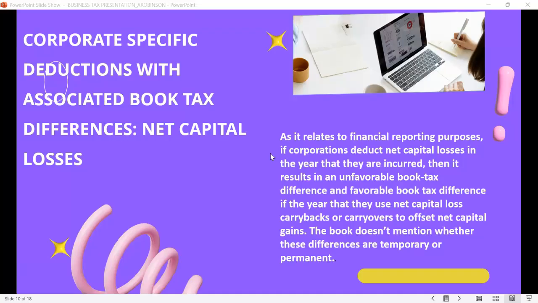So now we're going to talk about net capital losses. As it relates to financial reporting purposes, if a corporation deducts net capital losses in the year that they are incurred, then it results in an unfavorable book tax difference, and a favorable book tax difference in the year that they use net capital loss carrybacks or carryovers to offset net capital gains. The book doesn't mention whether these differences are temporary or permanent.